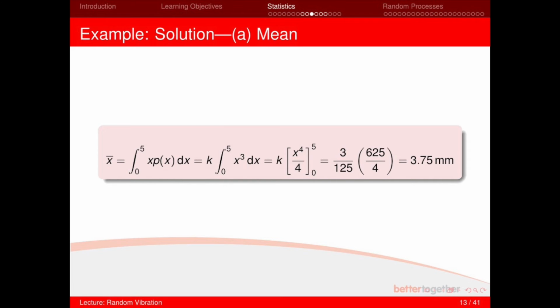So the mean value of that distribution that I drew, that parabola, is going to be 3.75 millimeters. If I took a certain number of parts and I measured them and I added all those measurements divided by the number of samples, I'd get 3.75. But this is the way of doing it using integration. I didn't need to sit and measure it. I knew the distribution, so I can integrate that and I get the result.